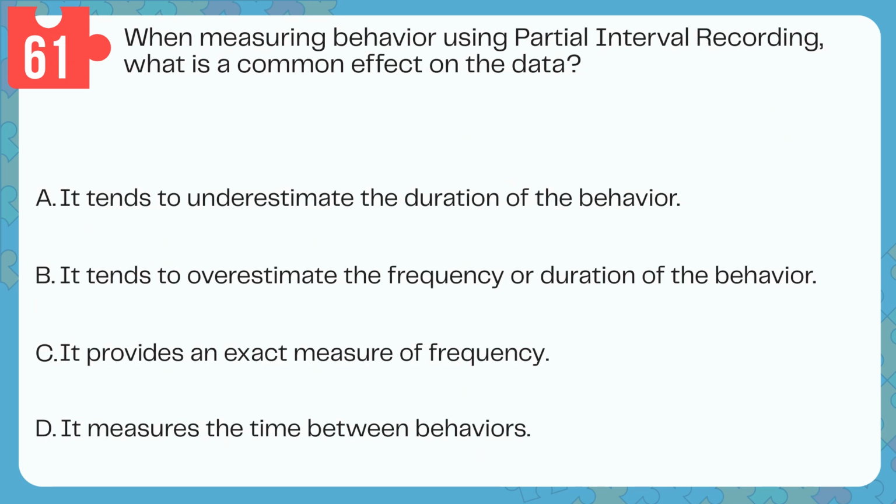Question 61. When measuring behavior using partial interval recording, what is a common effect on the data? A. It tends to underestimate the duration of the behavior. B. It tends to overestimate the frequency or duration of the behavior. C. It provides an exact measure of frequency. D. It measures the time between behaviors.